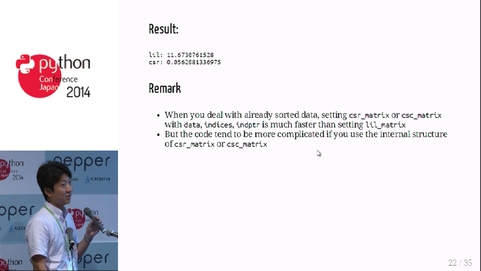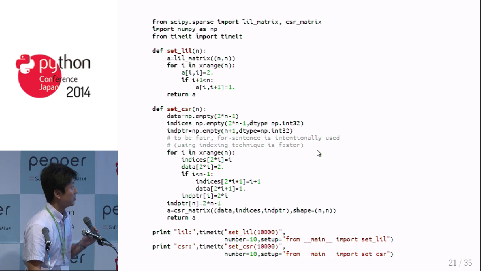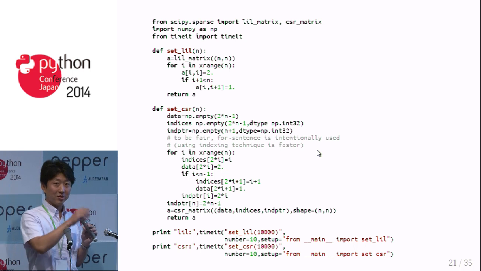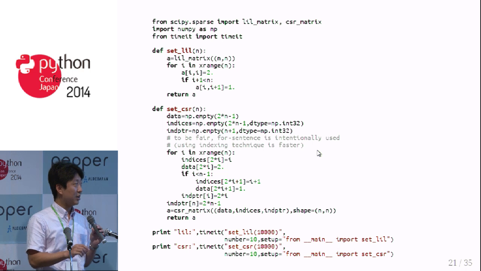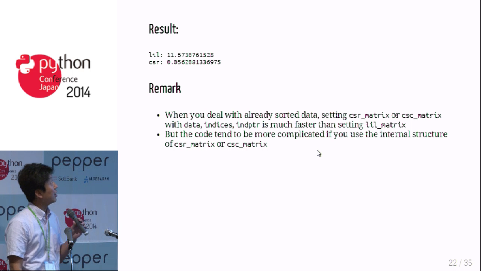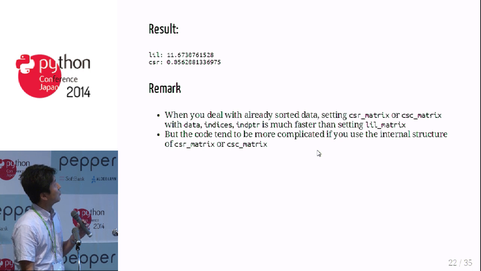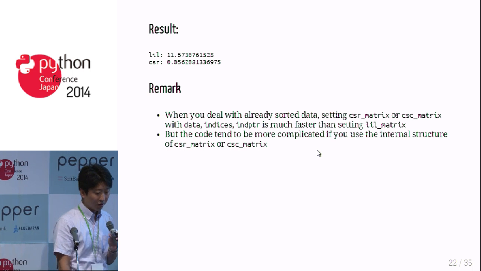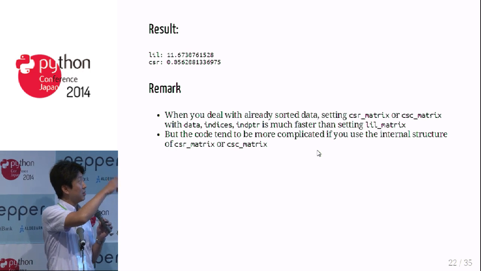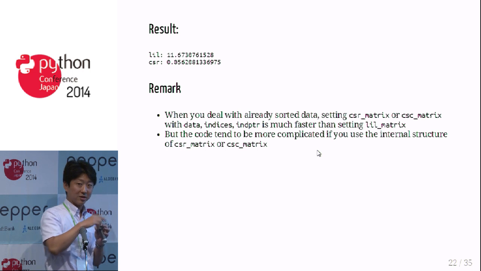LIL takes about, size is 10,000. So 10,000 by 10,000 sparse matrix with about maybe 20,000 non-zero elements. Then it takes about 11 seconds for LIL matrix. But for CSR matrix, it only takes about 0.05 seconds. Important thing is they are doing the same thing, just setting sparse matrix.